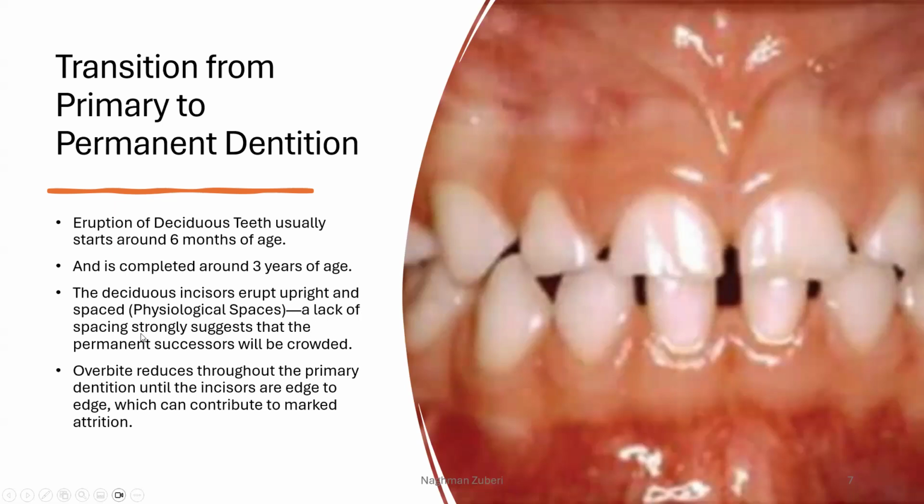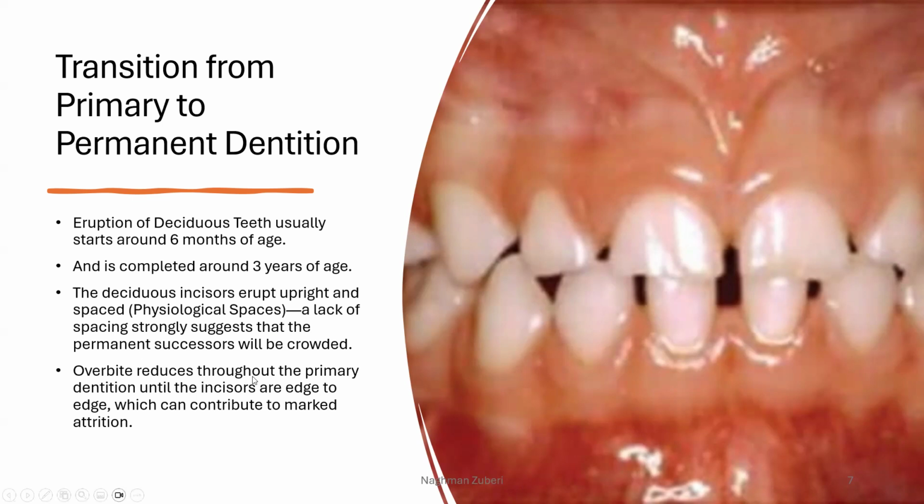A lack of spacing strongly suggests that the permanent successors would be crowded. That is the clinical significance of physiological spaces. If they are present, then we don't have to worry at this time about the crowding. But if they are absent, then from now we should start getting worried that probably the permanent teeth would be crowded.